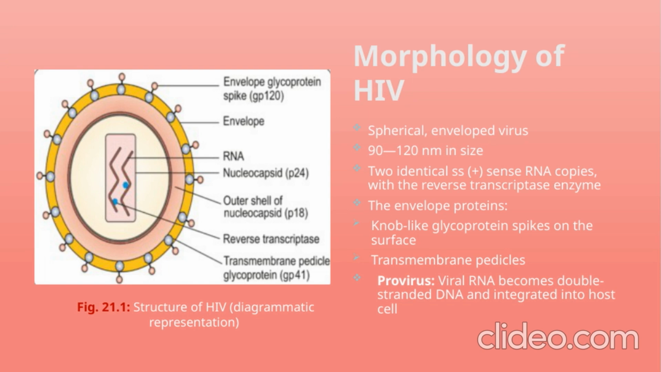This provirus then integrates into the host's genome, allowing the virus to hijack the cell's machinery for its replication. Understanding the morphology of HIV helps us grasp how it infects and persists within host cells, which is fundamental as we explore strategies for intervention and treatment.